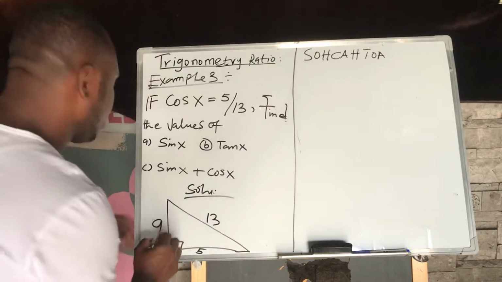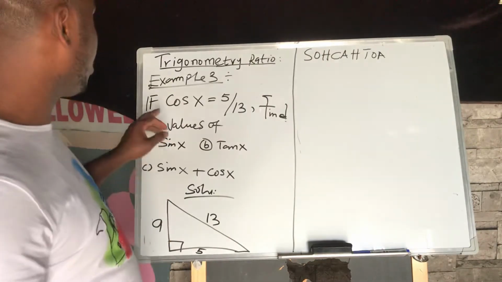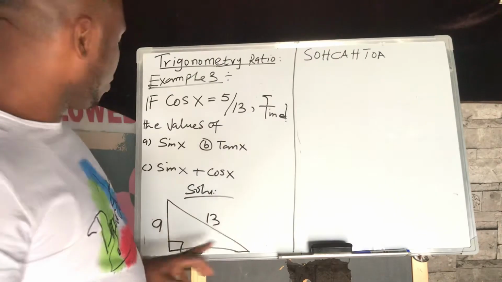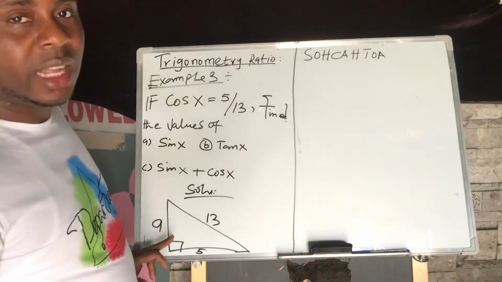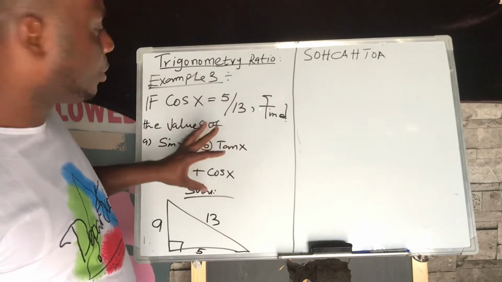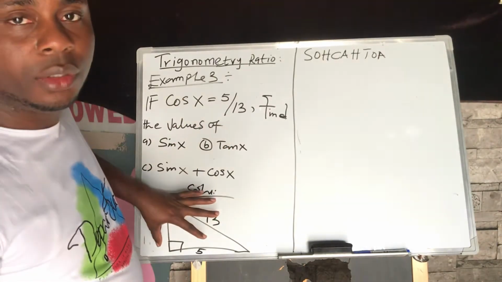And here a is unknown. So we have to find a first before we can go to sin x, tan x, and sin x plus cos x. Without knowing the value of a, that is the opposite side, we cannot find these. So right now we are going to find it using our right angle triangle.